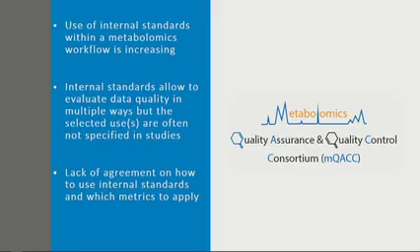So to sum up this section, we think that the use of internal standards within metabolomics workflows is increasing. They evaluate data and study quality beyond what you can do with pooled QC, because here you're looking at every study sample, right? So they're giving you additional information beyond what you can get with pooled QC. And in general, we are seeing a lack of agreement on how to use internal standards, what metrics to apply, and what's best there.